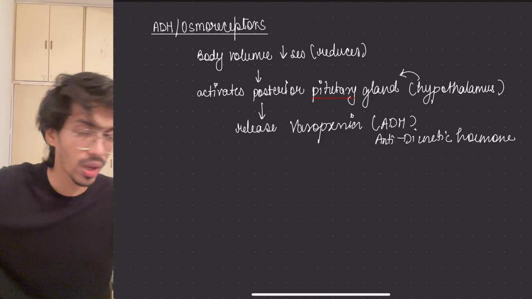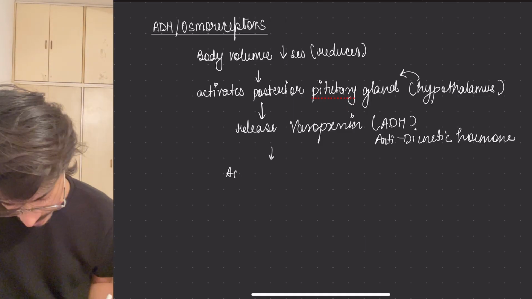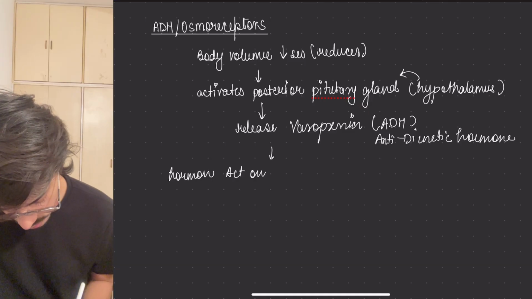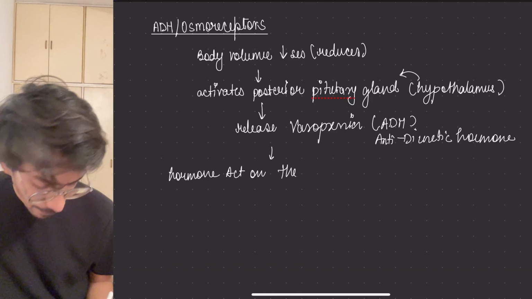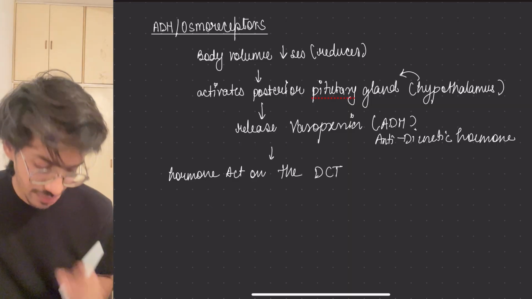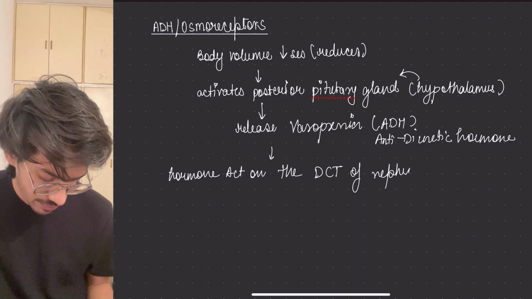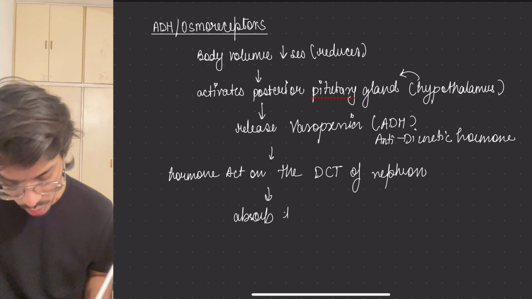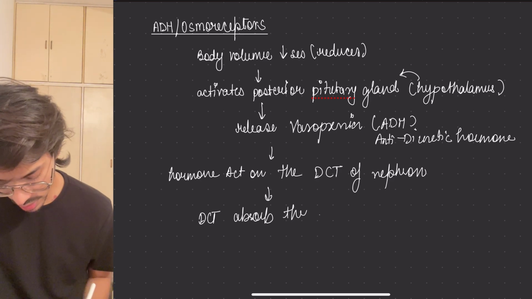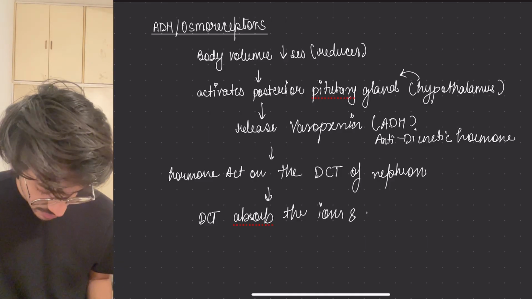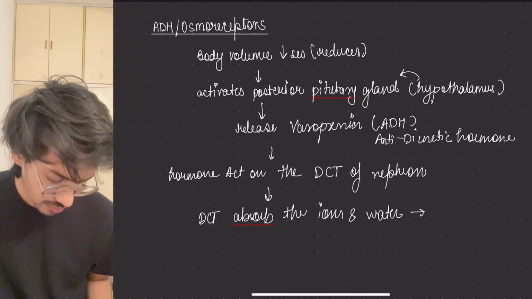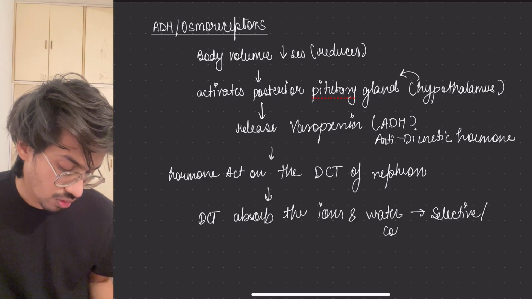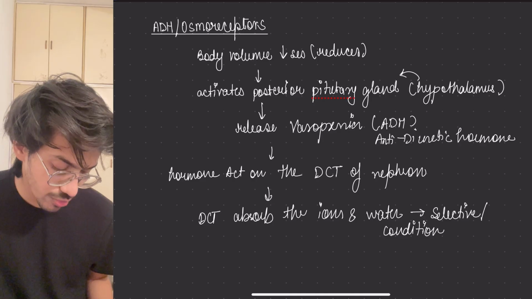Once this antidiuretic hormone is released, it will go to the DCT of the nephron, and from there it will make the DCT absorb ions and water, which is a very selective or conditional reabsorption.